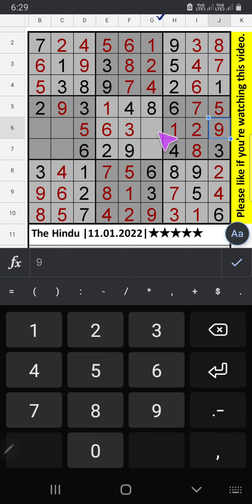Column G, two numbers are remaining, 7 and 5. Sixth row we have 5, so 5 can't come in this cell. 5 is confirmed here, then 7 is here. Column C, two numbers are remaining, 7 and 8. Sixth row we have 7, so 7 can't come in this cell. 7 is confirmed here, then 8 is here. Column B, two numbers are remaining, 1 and 4. Seventh row we have 4, so 4 can't come in this cell. 4 is confirmed here, then 1 is here.